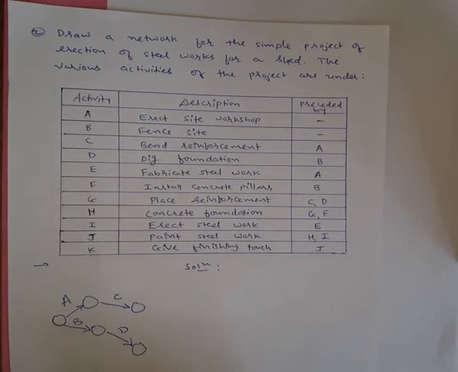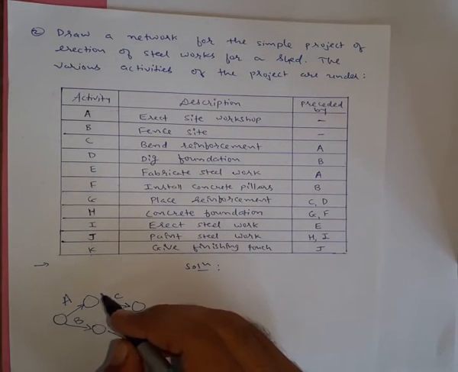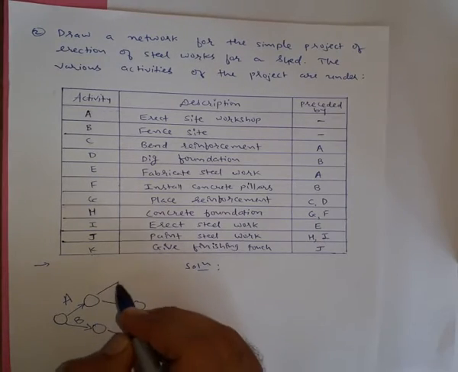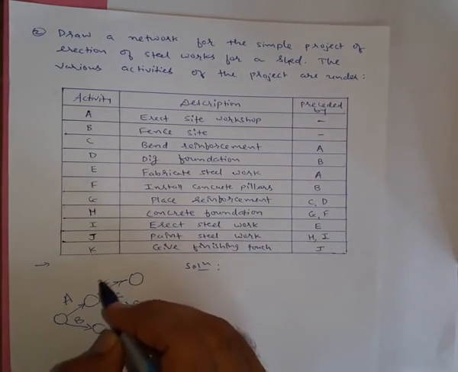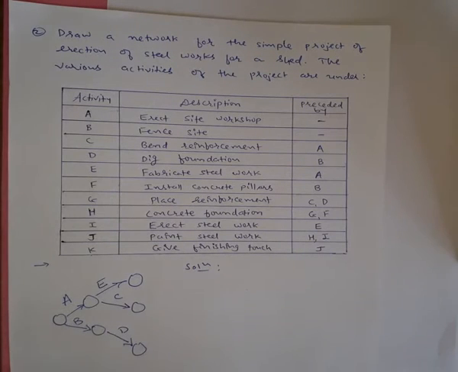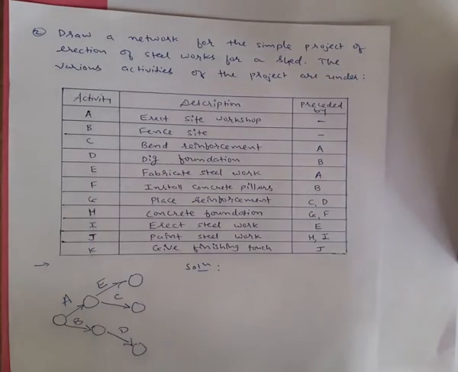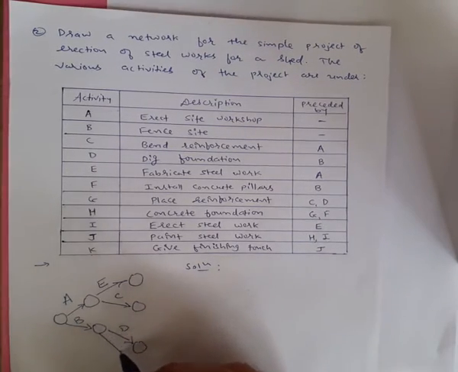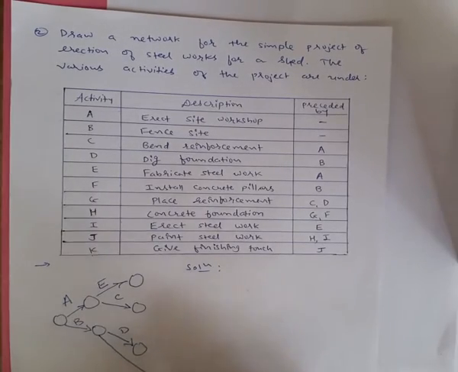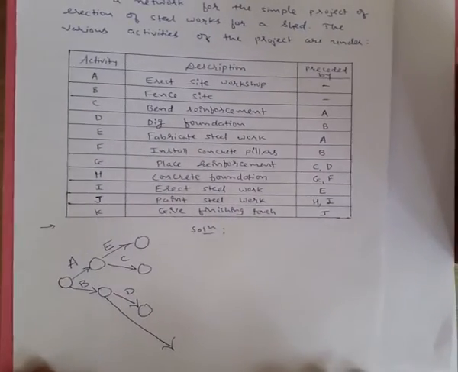Now activity E is again dependent on the completion of activity A. So you can draw like this also. This is activity E. Now coming to activity F. Again activity F is dependent on the completion of activity B. So I am drawing this separately. This is activity F.